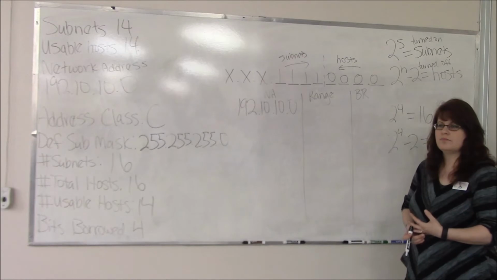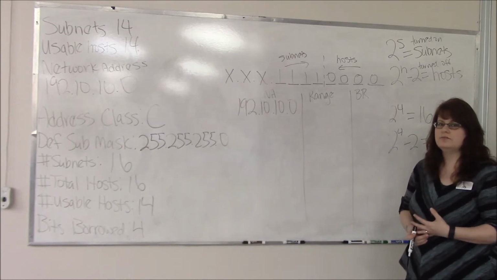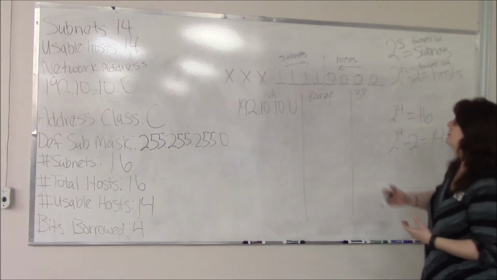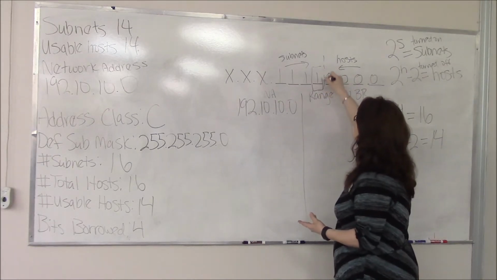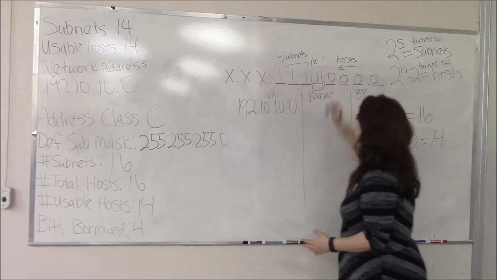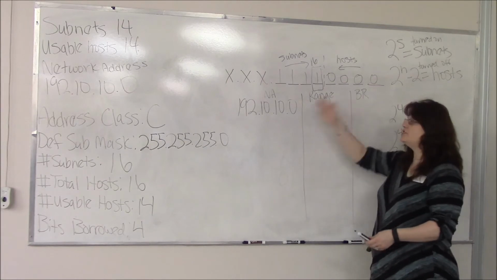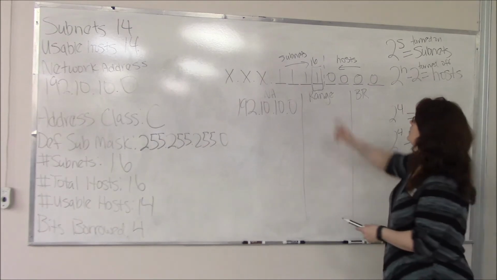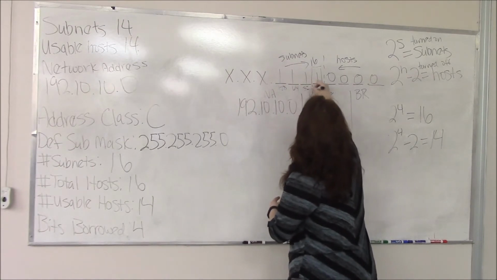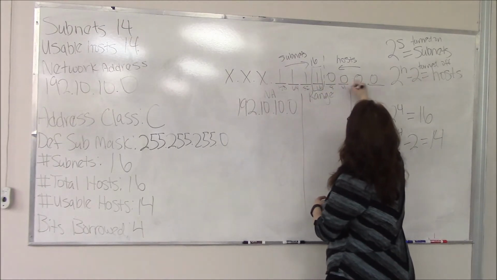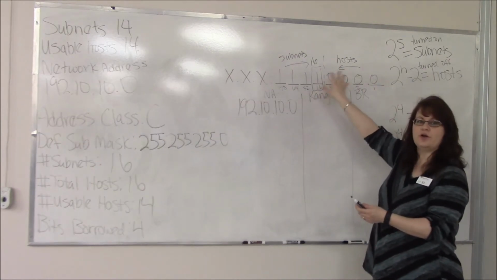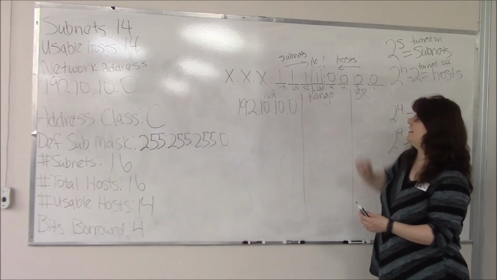I'm adding something each time, but the thing I'm adding is the bit value that falls where this last one is. So it's 16. So 16 is my increment value. And that'll change depending on wherever that last one lies. So if we pull our number line out here, we have 128, 64, 32, 16, 8, 4, 2, and 1.